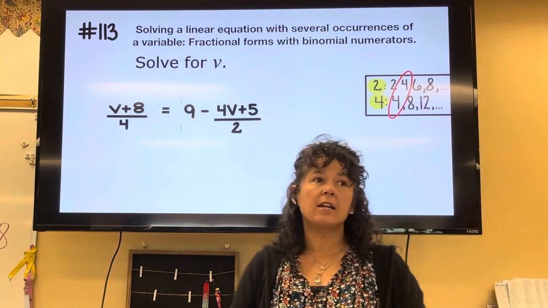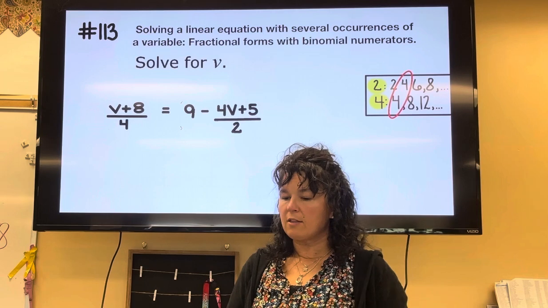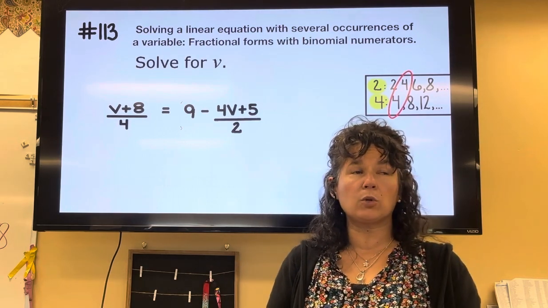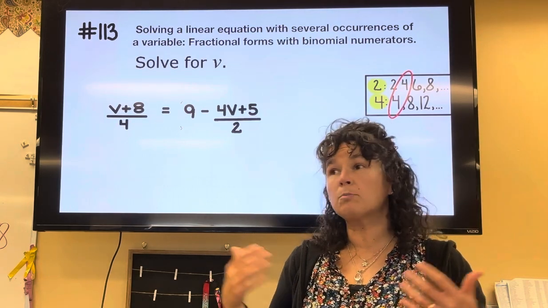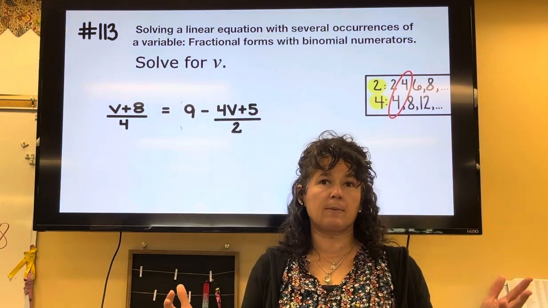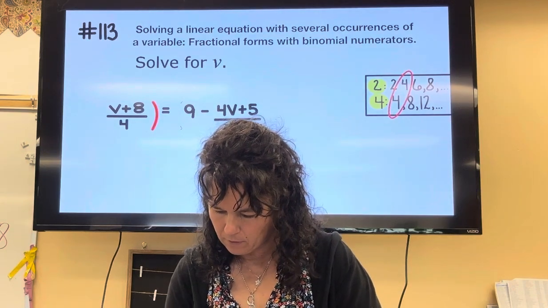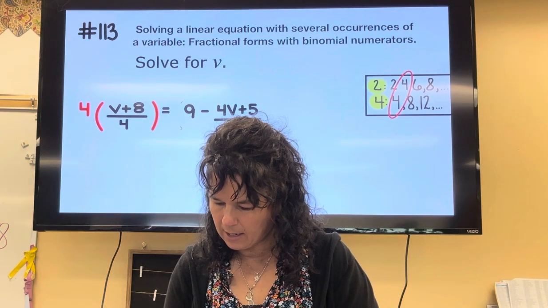If that is not obvious to you, it's not something that's really quick to think that 4 is the smallest number that 2 and 4 fit into, again, just multiply the bottoms together, 4 and 2, and multiply both sides by 8. But I'm gonna go ahead and multiply both sides by 4.